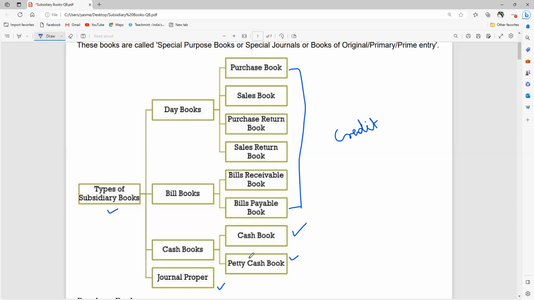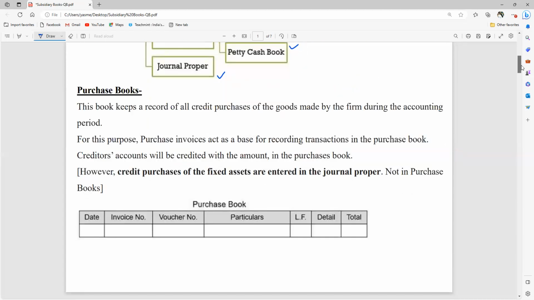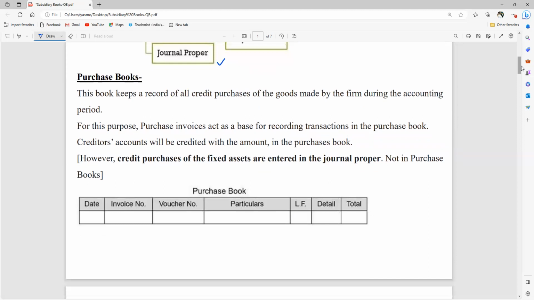Petty cash book is usually maintained in small sole proprietorship businesses, where cash transactions are numerous and the business is very small, making it very easy to maintain and record any kind of cash transactions. Next, journal proper is a book where all other transactions, excluding those already recorded in these books, will be recorded. So let's understand each of these books properly.